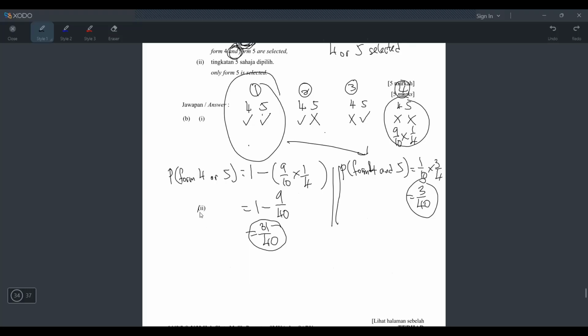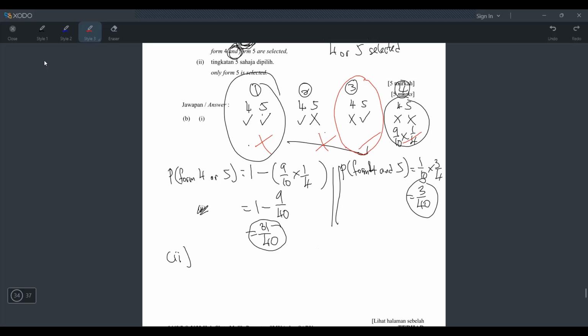So the second question, they say what? Only from 5 is selected. You tell me, from 5 selected, do we take 1, 2, 3, or 4? Only from 5 is selected. So 1 cannot, because this one is 4 and 5 selected. What about this? This one also cannot, this one is only from 4 selected. What about this one? This one cannot, both are not selected. They say only from 5 selected. So this one.